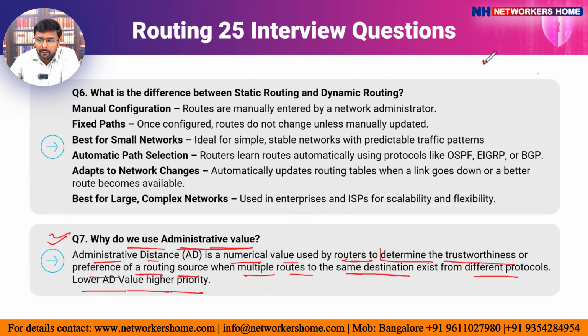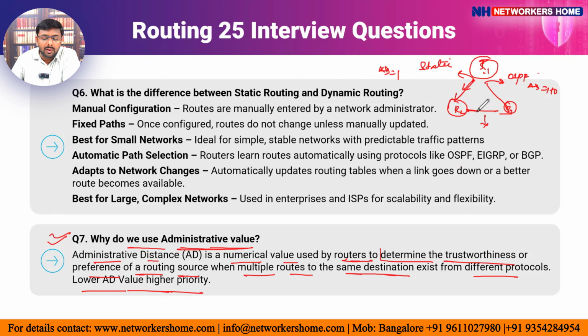For example, let's say you have a router 1. On this side we have a router 2 and on this side we have a router 3. To reach this network, on this interface of router 1, let's say we have done a static route, and here we have done OSPF. OSPF has an AD value of 110, and static has an AD value of 1. Now this is having the least AD value, no? So whenever the route is chosen, it will be based on the static routing. When you check the IP route table, it will show you static. Why? Because it has the lesser AD value.